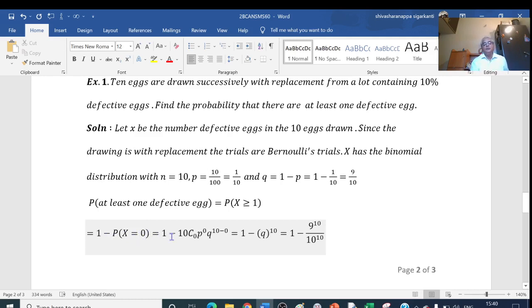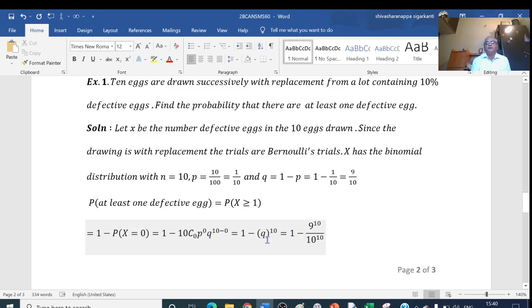So this is equal to 1 minus P of 0 here. P of x is given by nCx p raised to x q to the power of n minus x. Here my x equal to 0, n equal to 10. Therefore, this is equal to 1 minus 10C0 p raised to 0 q raised to 10 minus 0. This is equal to 1 minus 10C0 is 1, p to the power of 0 is 1, q to the power of 10 minus 0 is equal to q to the power of 10.